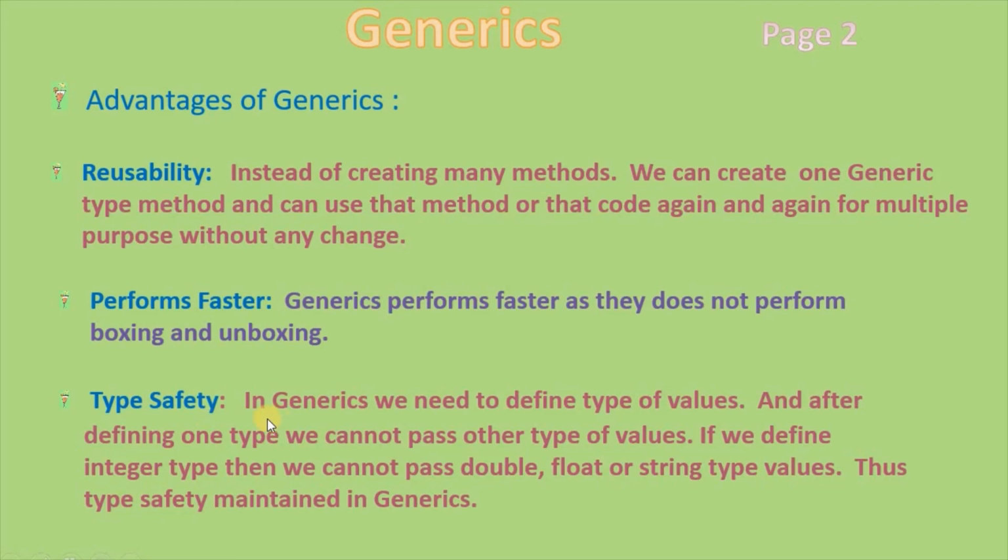Type safety. In generics, we need to define the type of values, and after defining one type, we cannot pass other types of values. If we define integer type, then we cannot pass double, float or string type values. Thus, type safety is maintained in generics.